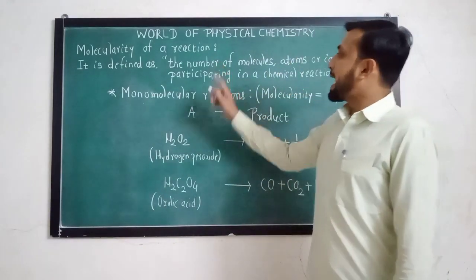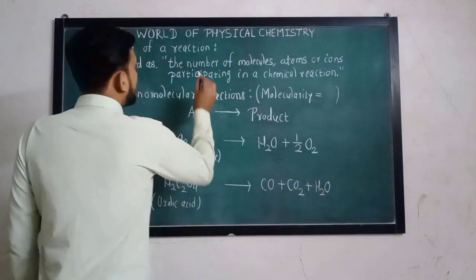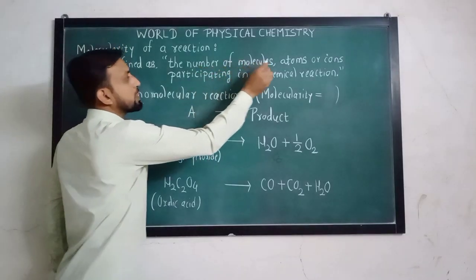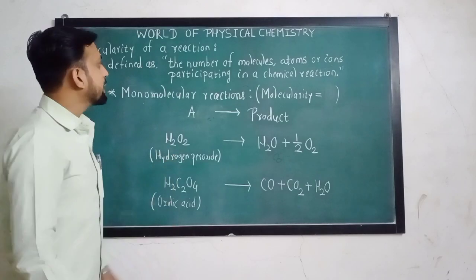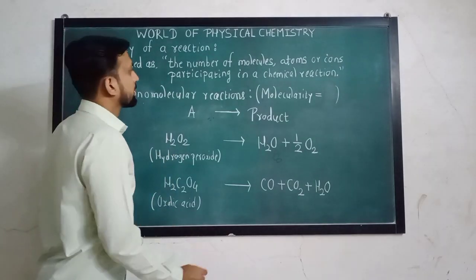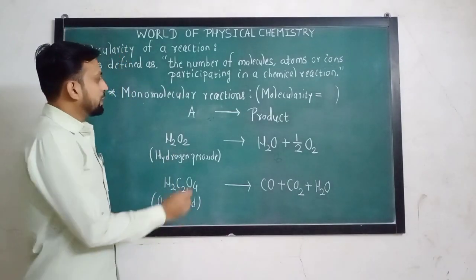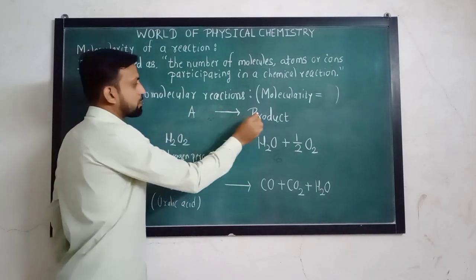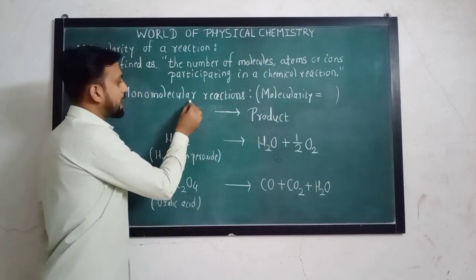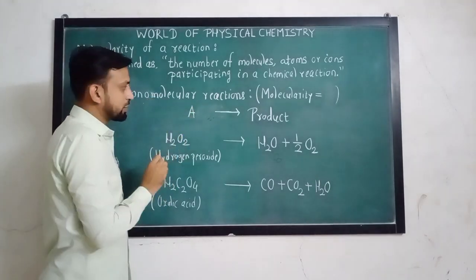The molecularity of a reaction is defined as the number of molecules, atoms or ions which are participating in a chemical reaction. For example, if we have the general representation reactant A, it gives product. Here only one reactant is involved in such a reaction.